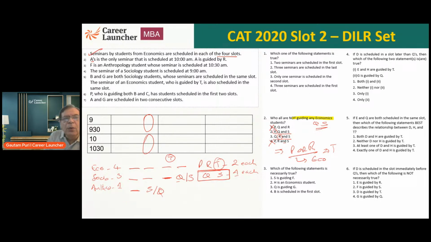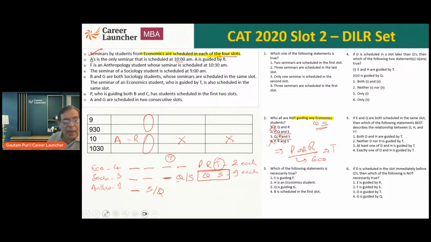Statement 2. A is the only seminar that is scheduled at 10 a.m. and A is guided by R. Now, if A is the only seminar that is scheduled for 10 a.m., then should it not be that A is from economics department? A has to be from economics department because we have been clearly told that every slot should have at least 1 economics seminar. And if at 10 a.m. there's only 1 session, it has to be an economics session.